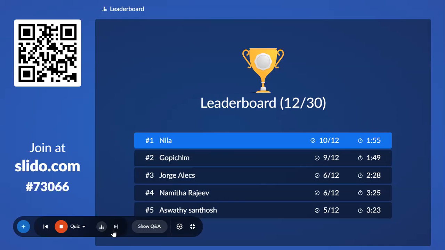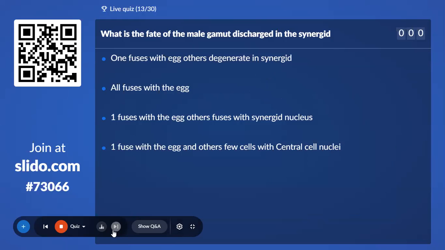Continuing with the 13th question. Oh my god. What is the fate of male gamete discharged in the synergid? One fuses with the egg while others degenerate in the synergid. All fuses with the egg. One fuses with the egg, others fuse with the synergid nucleus. One fuses with the egg and others fuse with central cell nuclei.